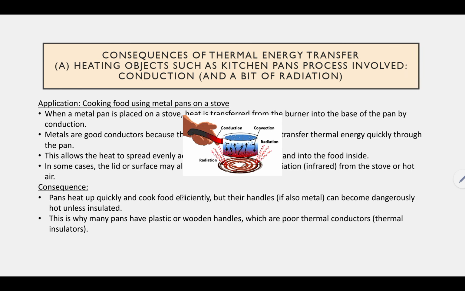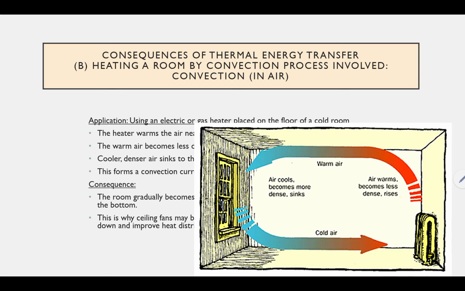So what are the consequences of thermal energy transfer? First of all, heating objects such as kitchen pans involves conduction. If I have a metal pan on a stove, heat is transferred from the burner to the base of the pan by conduction, right? And then since metals are good conductors, they transfer the heat fast, so they heat up whatever food or liquid is inside the pot. The consequence is that the pan heats up quickly and cooks food efficiently, but the handles, if also metal, can become very, very hot and can cause burns. This example comes up a lot as a question.